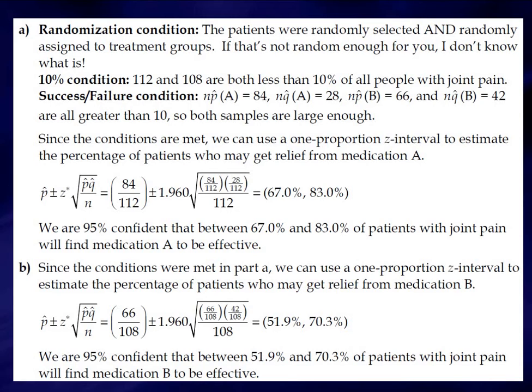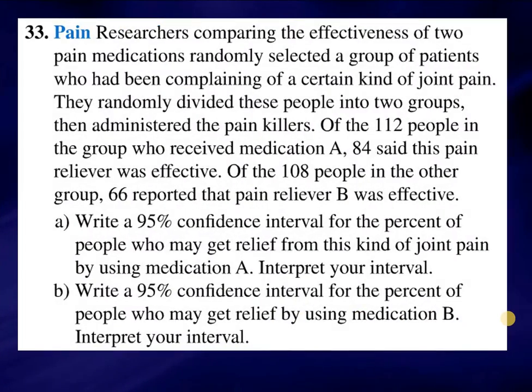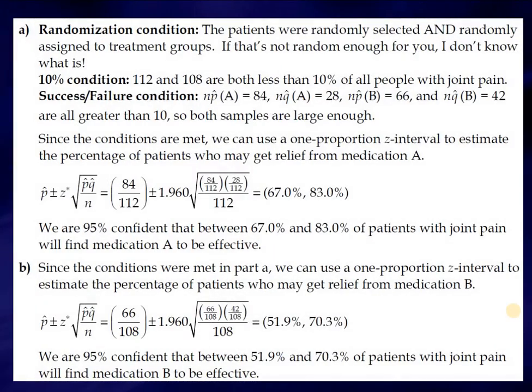So I have my intervals. The first one should go from 87 to 83%. The second interval goes from 51.9 to 70.3. You guys get those two answers? And we have our interpretations. We're 95% confident that between that stuff up there and this stuff down here, of patients with joint pain, we'll find the medication A to be effective. Actually, if we're looking at this, yeah, this one wasn't the drowsy. I get this mixed up with the drowsiness problem. So we're okay. So does everybody have those for their answers?